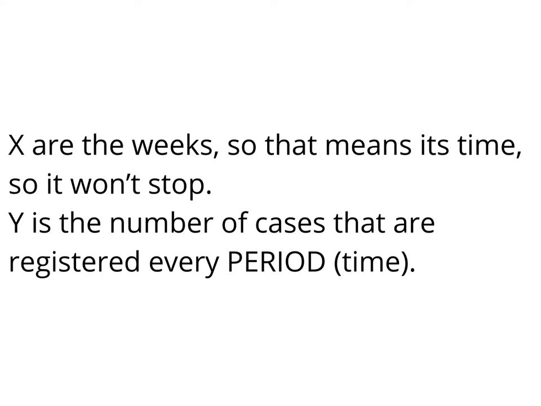First, we have to establish that x is the weeks, so that means it's time, so it won't stop. Y is the number of cases that are registered every period. What does this mean? Because time doesn't stop, the x will always be growing independently from the number of cases. But the number of cases is represented per week, and supposing cases act in a constant way, the week number will define how many cases there are, making it a dependent variable.